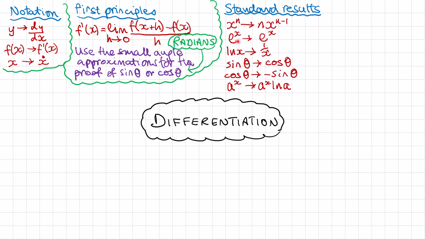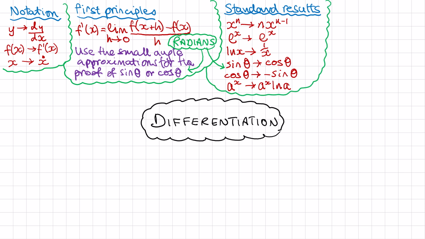So we have a polynomial where you multiply by the power and subtract 1 from the power. e to the x doesn't change when you differentiate it. Log x becomes 1 over x. Sine x or sine theta becomes cos x or cos theta, and cos theta differentiated becomes minus sine theta or minus sine x. And a to the x, so a constant to the power x, becomes a to the x log a. Now, as I've just mentioned, these ones with sine and cos here, the angle theta or x or whatever variable you have here needs to be in radians.